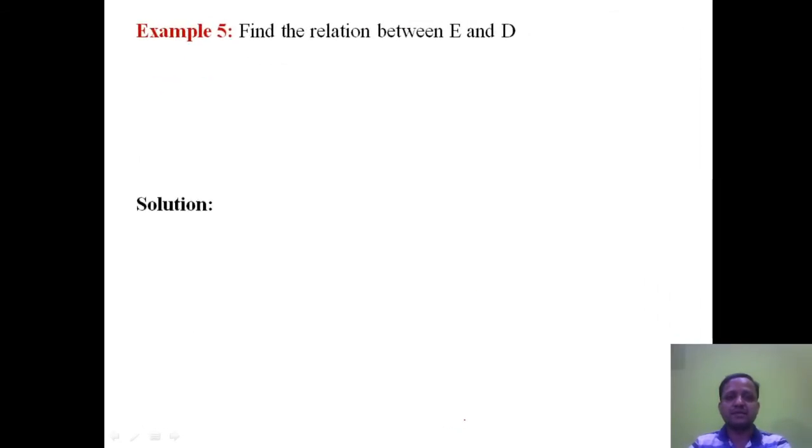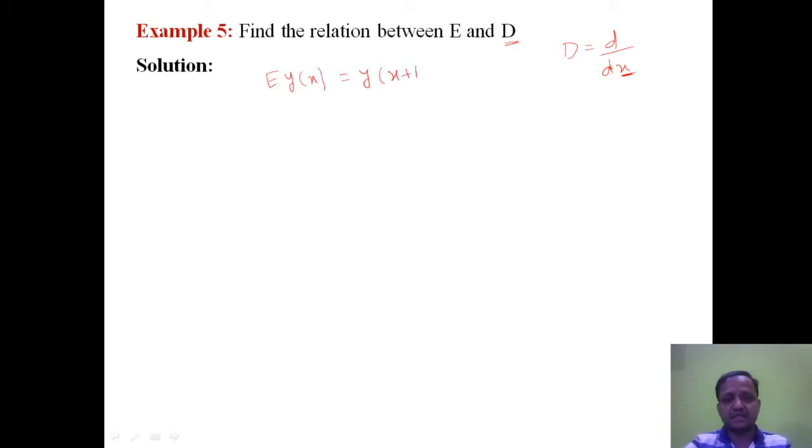Find the relation between E and D. Here D represents the differential operator. So D is nothing but d by dx, depending upon the independent variable, which here we generally write as x. D represents d by dx, ordinary differentiation. We know E of y of x, the shift operator, is nothing but y of x plus h. We shift to the next position of y.